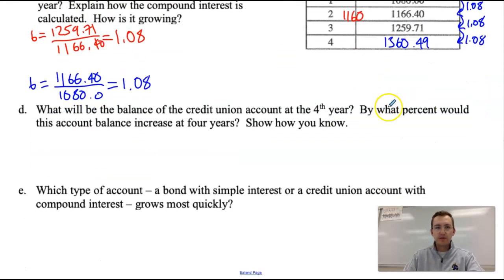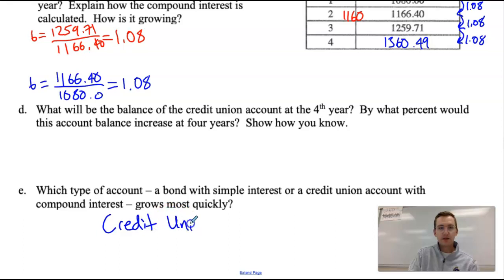One last part we want to answer was 730, and that is part E on the bottom of the next page, or middle of the next page, I should say. So what type of account, a bond with simple interest or a credit union account with compound interest, is going to grow most quickly? I think it's definitely going to be the credit union. Again, it's because we're multiplying by a number to increase, and we're going up faster and faster, whereas that simple interest with our bond was just adding the same amount every single time. So it's still increasing, but at a lot slower rate. So the credit union, because it's exponential, will be growing significantly faster with that compound interest.